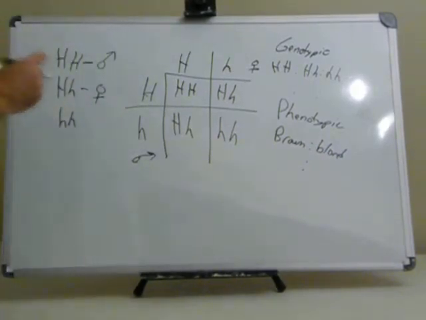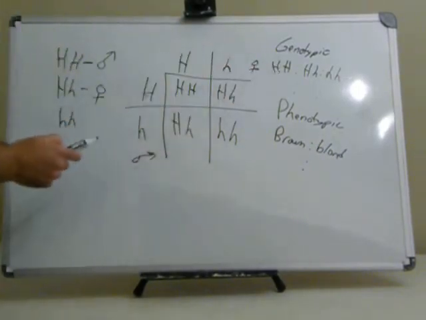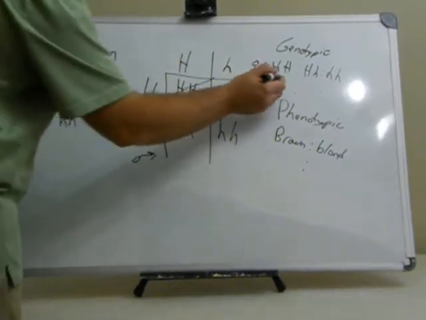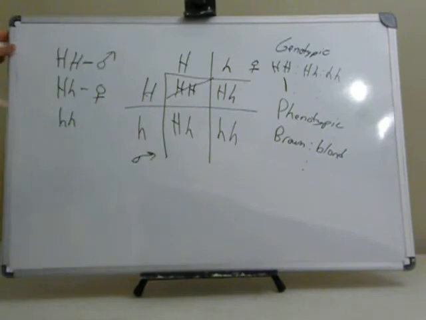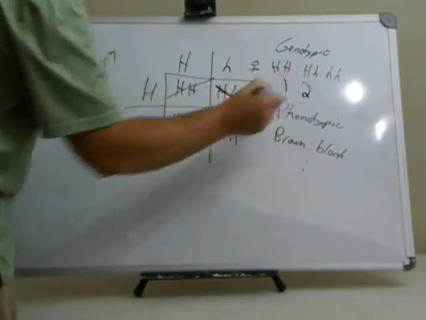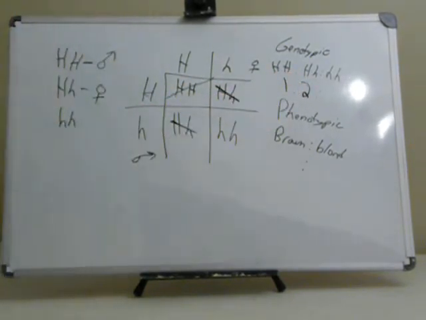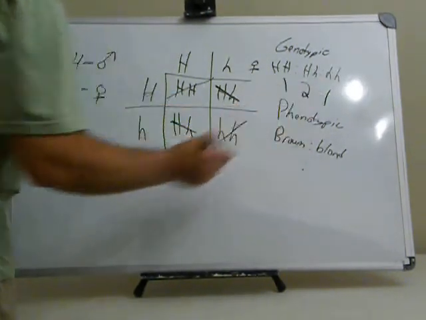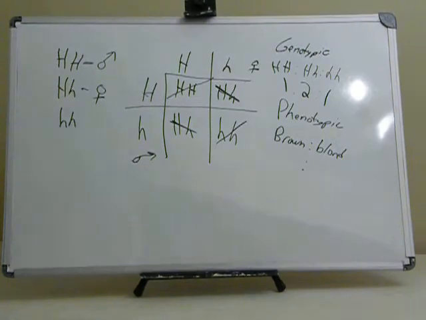So in this square, how many homozygous dominant kids do we have? We have one. The second number in the genotypic ratio was our heterozygous, so how many heterozygous kids do we have? 2. Our third number was the number of homozygous recessives, and we actually have one of those now. So our genotypic ratio is now 1 to 2 to 1.